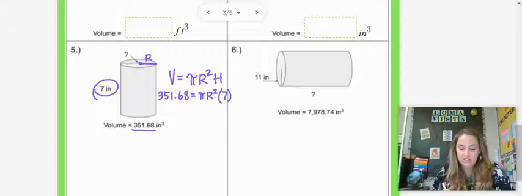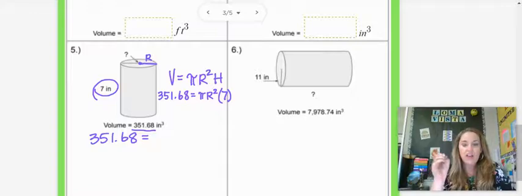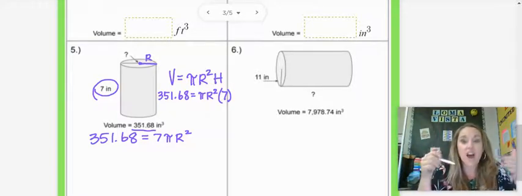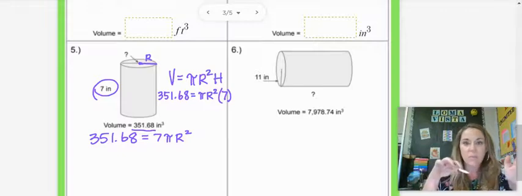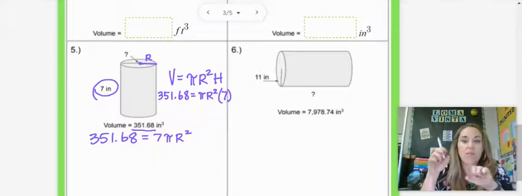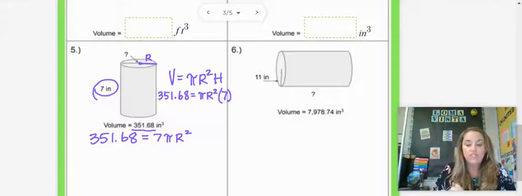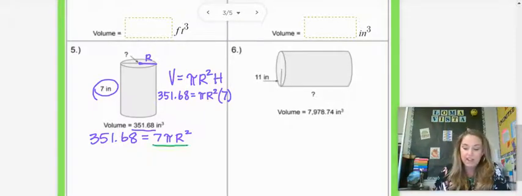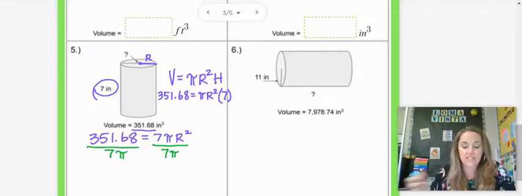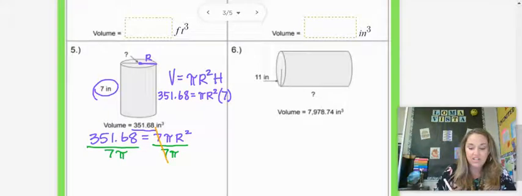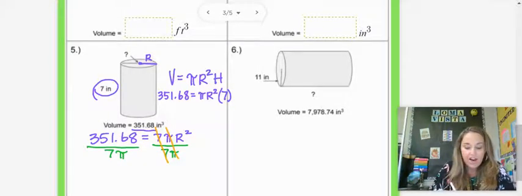So I'm going to rewrite this equation down here as 351.68. And then I'm going to write the 7 pi in front of the r squared. Okay, so I have 7 pi r squared. Think of equations. If I want to get the r by itself, I do the opposite. So right now, the r squared is being multiplied by 7 pi. What's the opposite of multiplying by 7 pi? Dividing by 7 pi. So I'm going to divide both sides by 7 pi. Look what happens. My 7s are going to cancel out. My pi's are going to cancel out. And I'll be left with r squared over here.